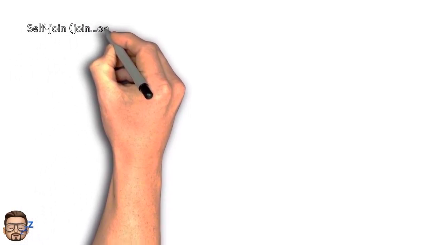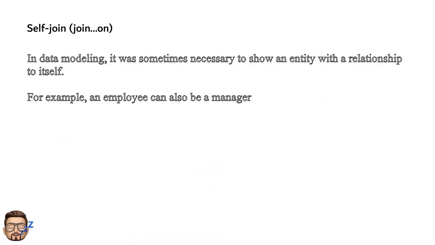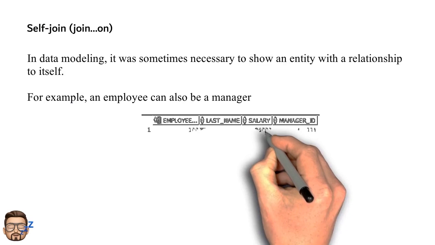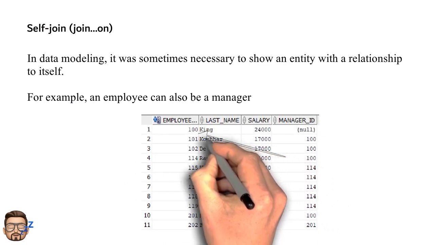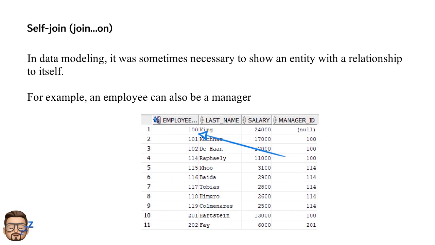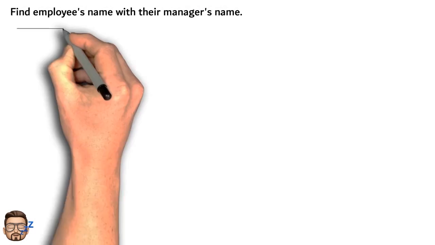Let's take a look at self join. In data modeling, it is sometimes necessary to show an entity with a relationship to itself. For example, an employee can also be a manager. It means the manager ID here will refer to employee ID. If we take a look, Rafaeli's manager is King, because 100 is the manager ID and 100 is referring to employee ID 100, whose last name is King. So how to do the SQL?